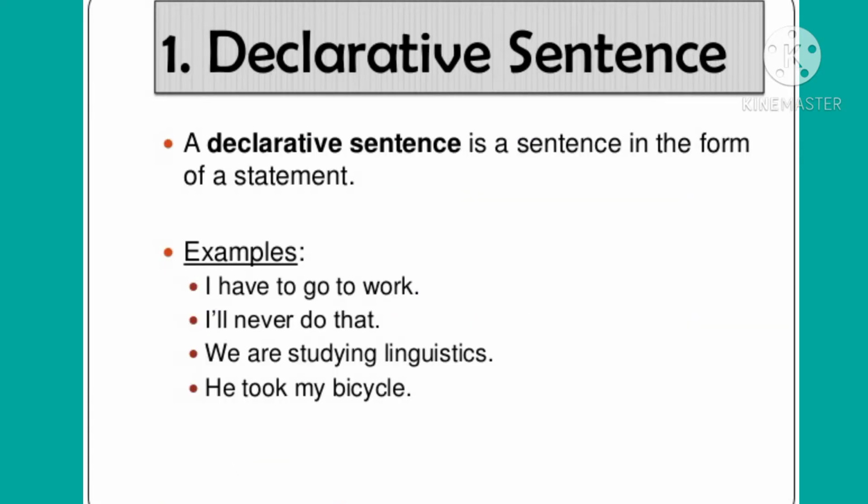First type, we will read about declarative sentences. A declarative sentence is a sentence in the form of a statement. For example, I have to go to work, it is declaring. I'll never do that, there is also a declaration. We are studying linguistics. He took my bicycle. In all four sentences, you can see that something is being declared.